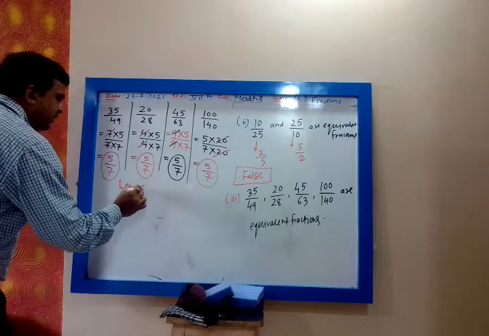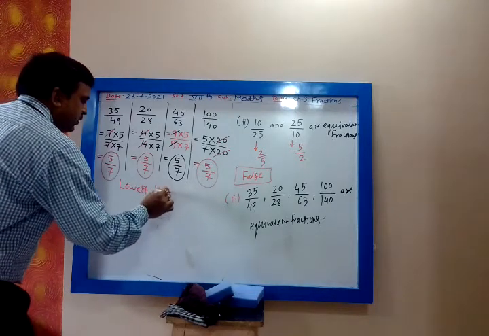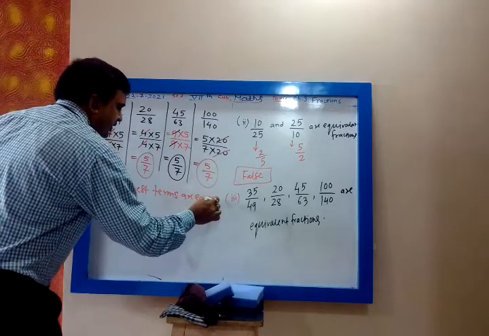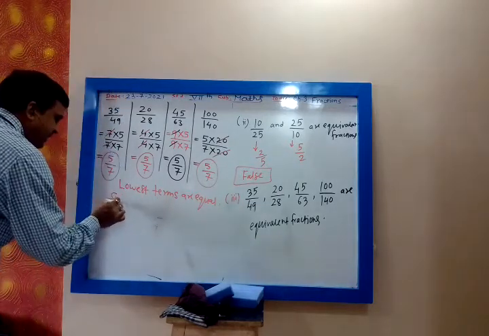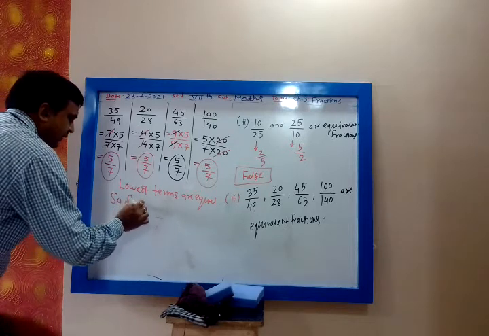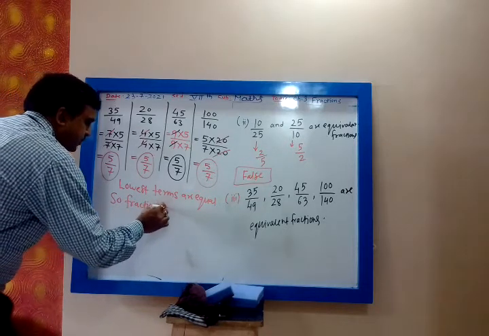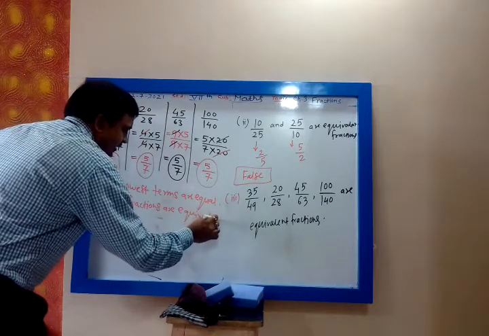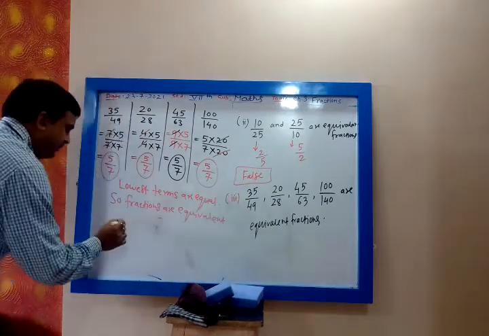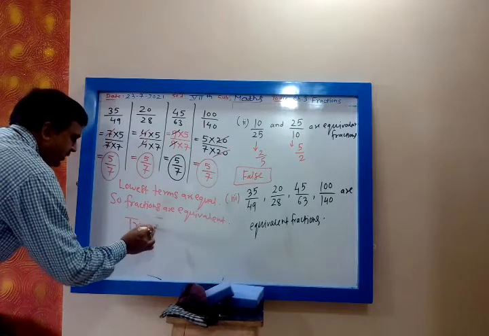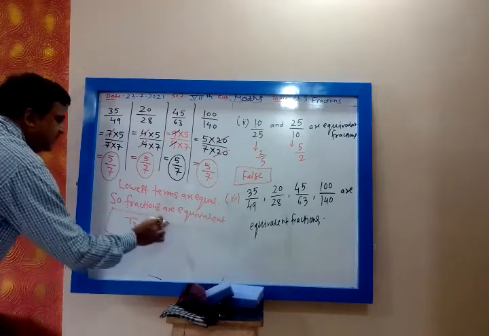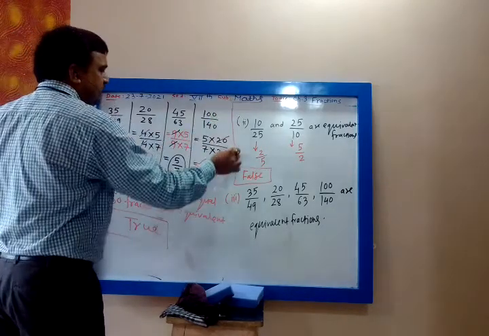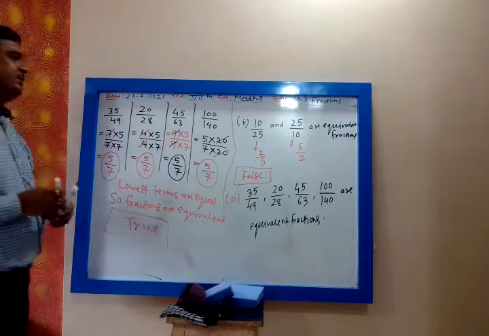So we write lowest terms are equal. So fractions are equivalent. Fractions are equivalent means the given statement is true, because in the given statement it is given they are equivalent. And when we have calculated, we have come to know that they are also equivalent.